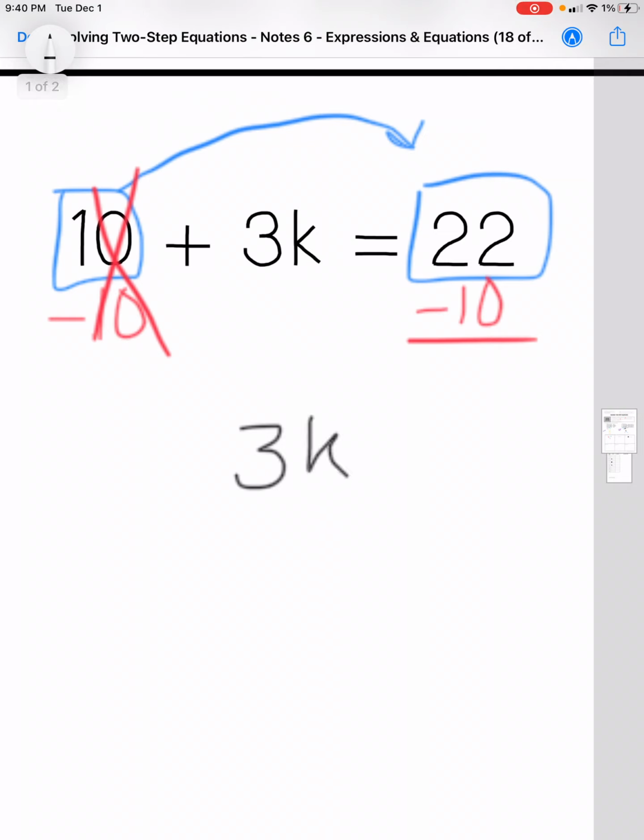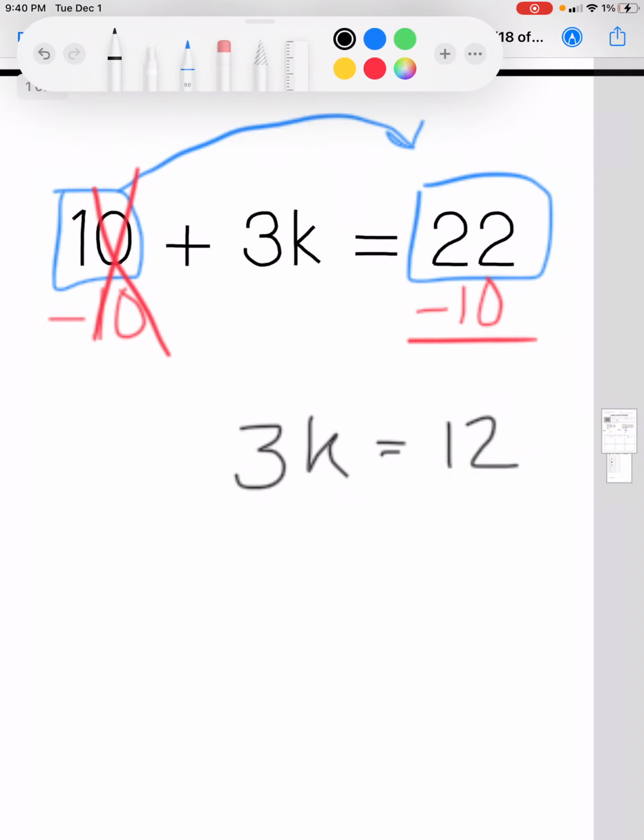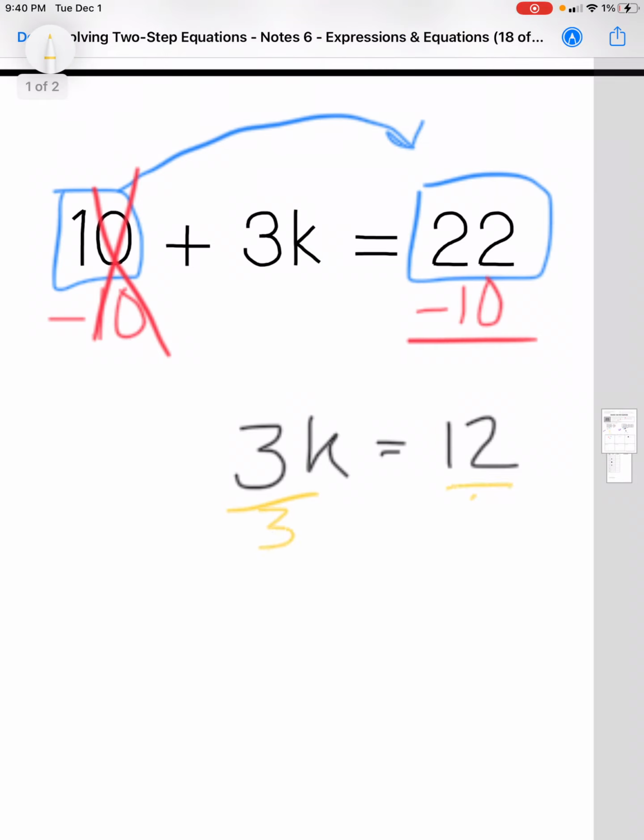Those 10s cancel, okay? And we are left with 3k. I don't need that plus sign anymore because we know it's a positive 3k equals 12, okay? How do I get the 3 away from the variable? Well, that means multiplication, so we're going to divide. And I'm left with k is going to equal 4. That is your answer.